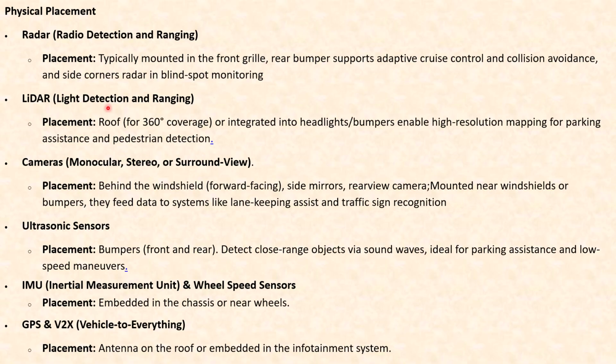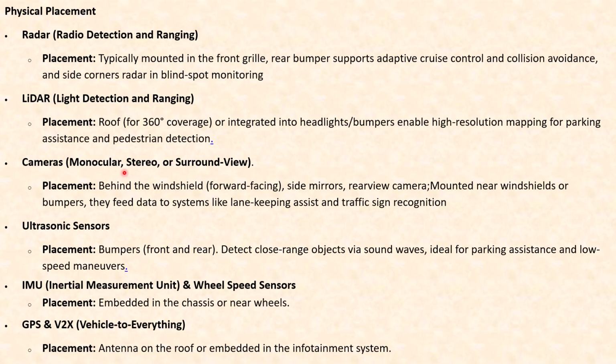Next comes the LiDAR. LiDAR, of course, everybody knows, light detection and ranging. Now, where is the LiDAR placed? It is placed on the roof for 360-degree coverage, or integrated into headlights and bumpers, even for high resolution mapping for parking assistance and pedestrian detection. Integration into headlights and bumpers is actually very state of the art. It is not very prevalent as of now. As of now, LiDAR is mostly placed on the roof itself. But as technology progresses, it may get integrated into headlights and bumpers also. But as of now, keep in mind that LiDAR is predominantly placed on the roof.